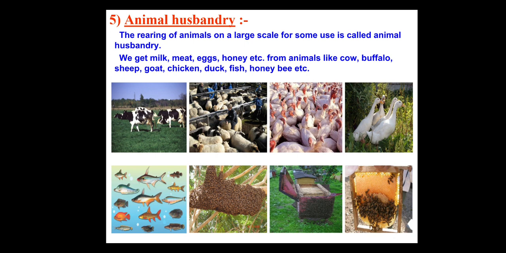Apart from agriculture, animal husbandry is one more occupation for majority of Indian population. The rearing of animals on a large scale for some use is called animal husbandry. So we get milk, meat, eggs, honey, etc. from animals like cow, buffalo, sheep, goat, chicken, all these, isn't it? So all this is animal husbandry.